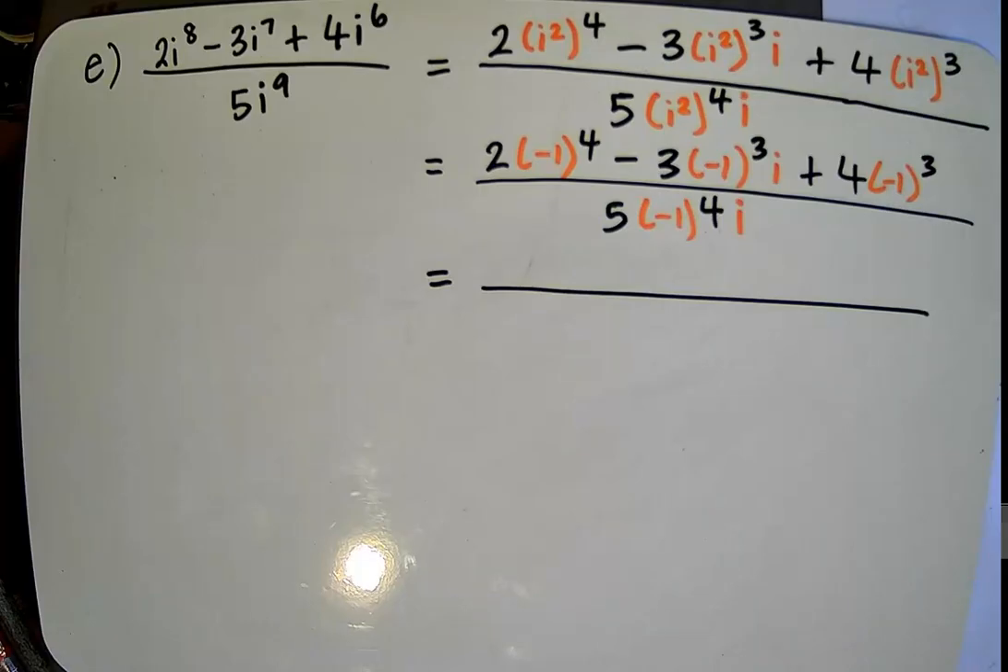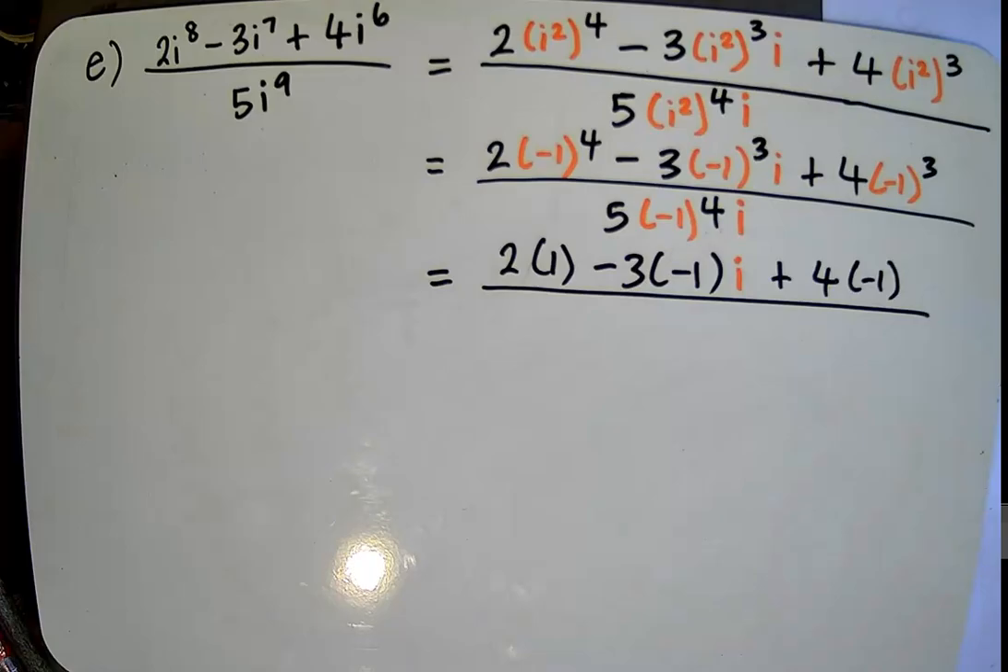So simplifying, minus 1 to the 4th will give us a positive 1. Minus 3 to the 3rd will give us a negative 1. So that will become negative 1 there, followed by i. Minus 3 to the 3rd will give us negative 1. In the denominator, we'll get 5 times 1, i.